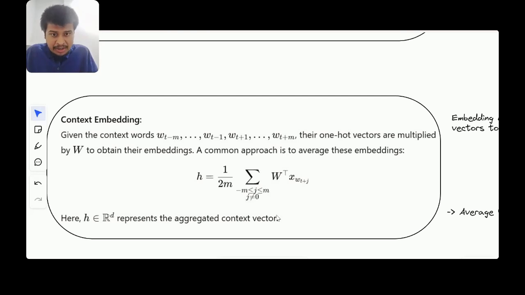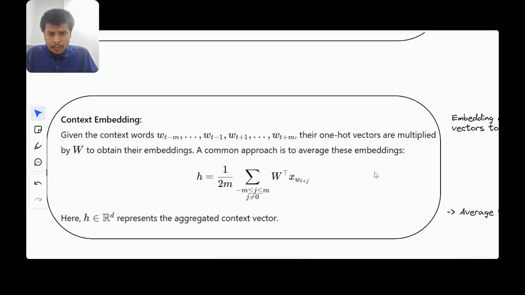We just divide by that. So we are essentially taking the average of their sum, sorry, the average of their 100 dimensional dense vectors, and that becomes your final h, or hidden vector representation for the word. Fine. So this would be the actual aggregated context vector, or the context embedding for the word.